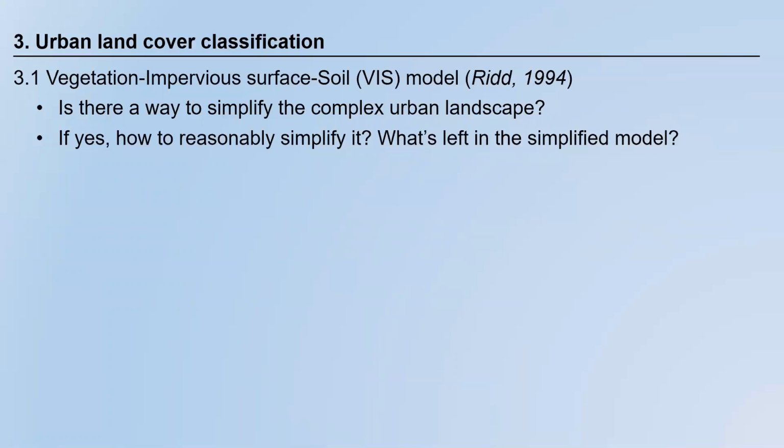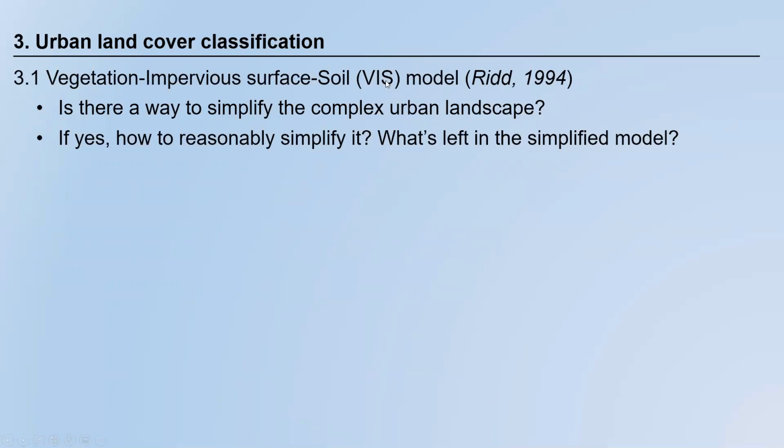Okay. Because there are just too many land covers, and sometimes it's just simply not necessary. We're digging in each single pixel, and within each pixel, we don't want to make it too complex. So if yes, how to reasonably simplify it? What's left in the simplified model?